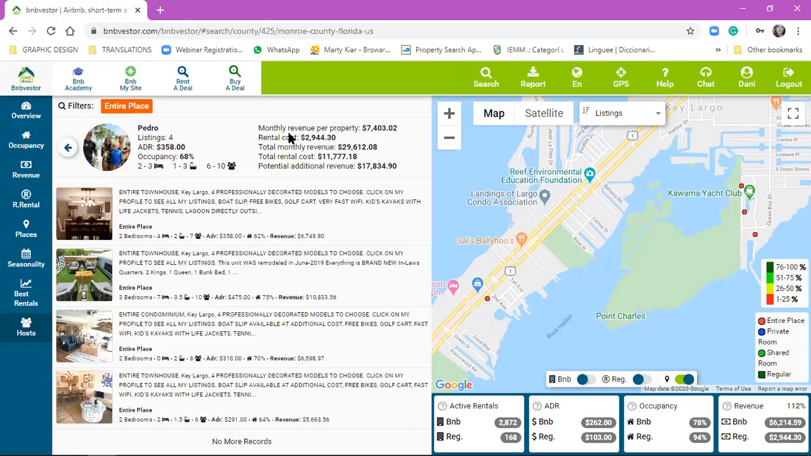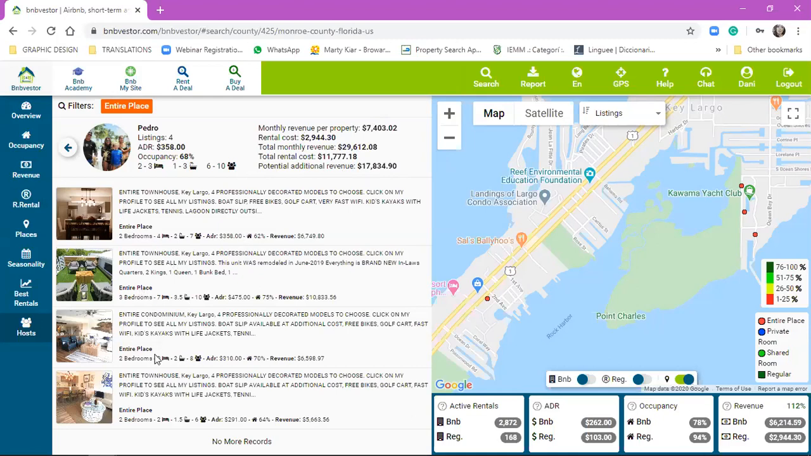The monthly revenue per property, $7,400. The rental cost an approximate of $3,000. The total monthly revenue would be $29,600. Then the rental cost would be a total of $11,700. But they have a potential additional revenue of $17,800. Now you can see the numbers over here.